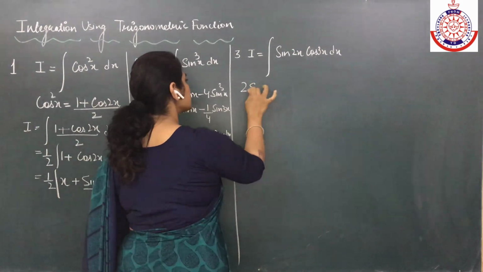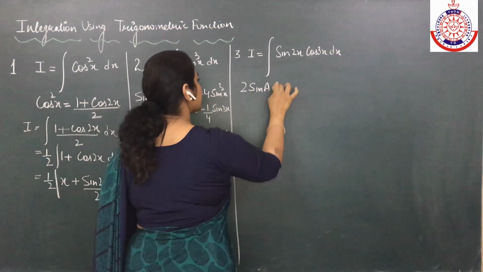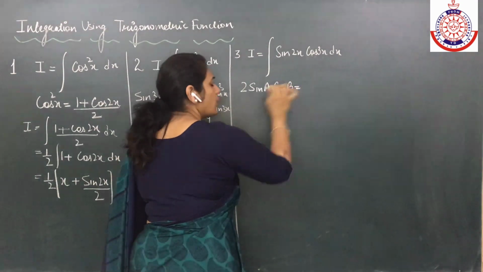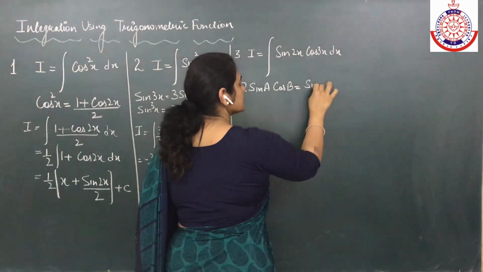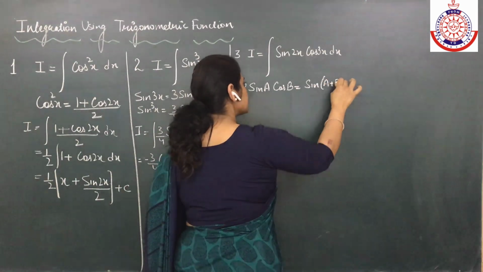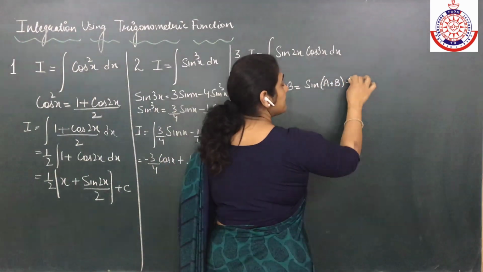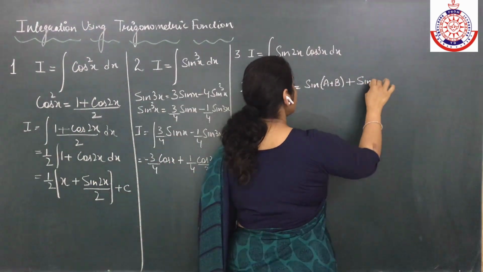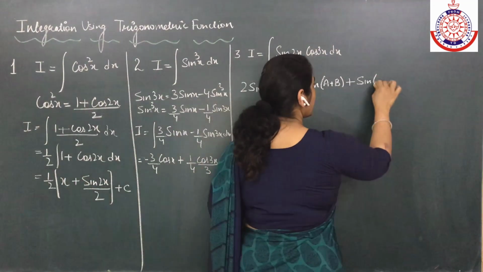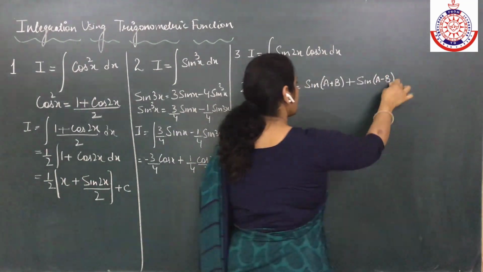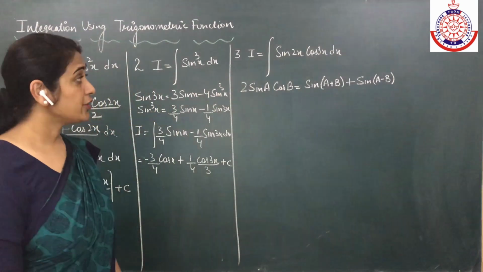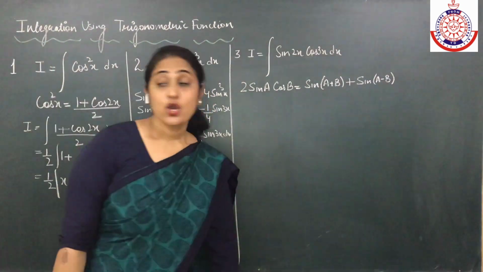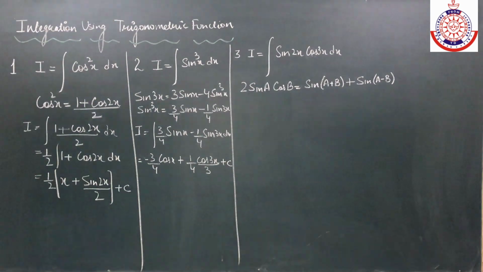Just recall the formulas. You remember the formulas? 2 sine A cos B. What was the formula? Is it clear? Do you remember? 2 sine A cos B is sine A plus B plus sine A minus B.